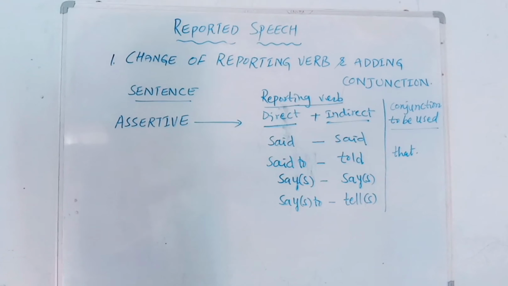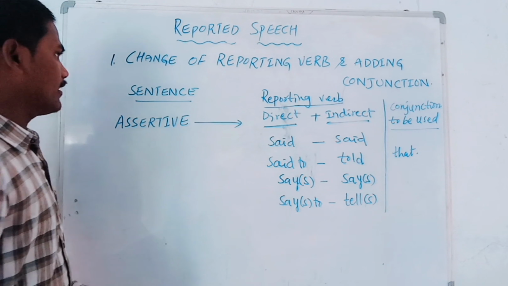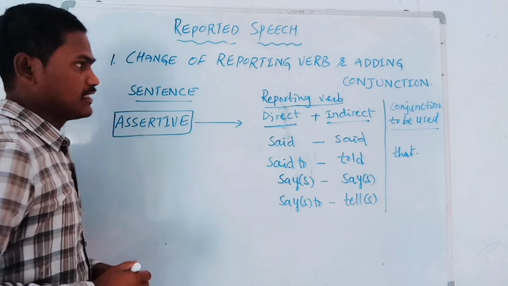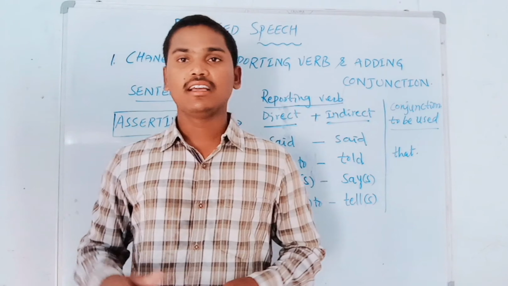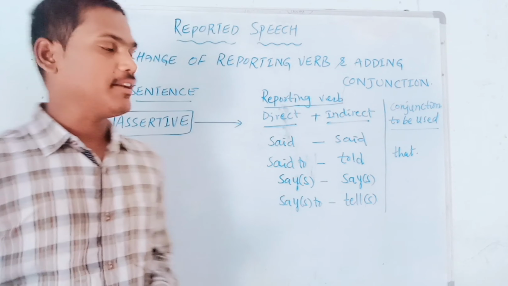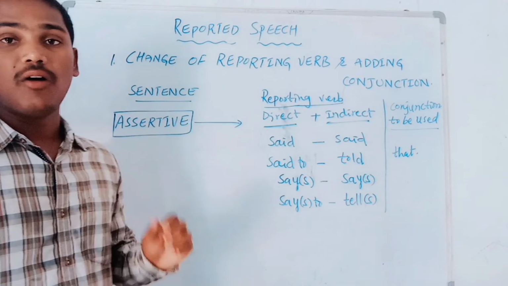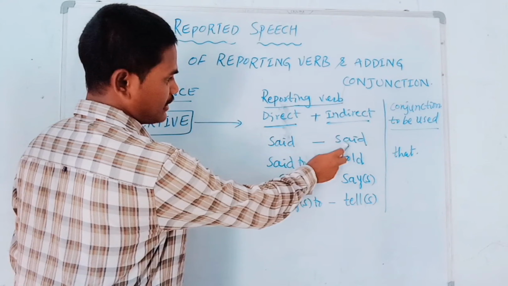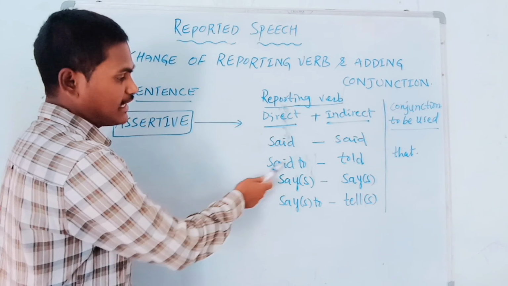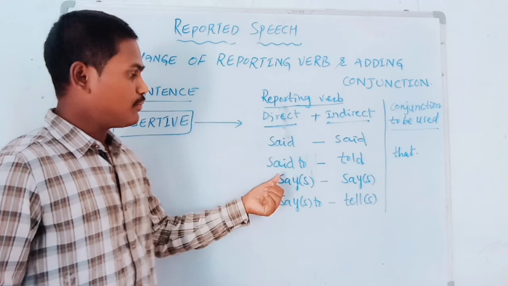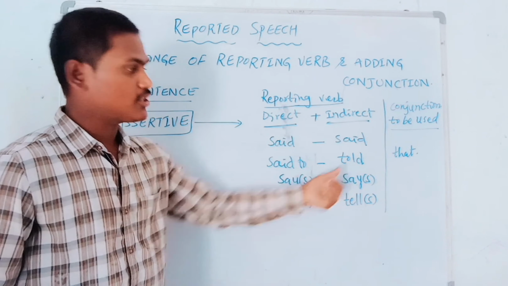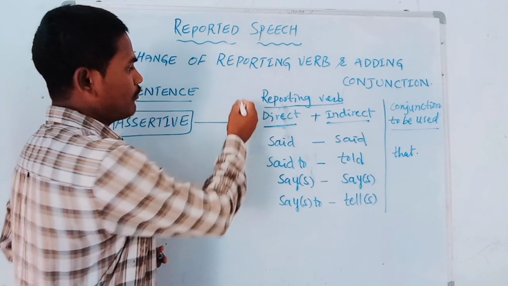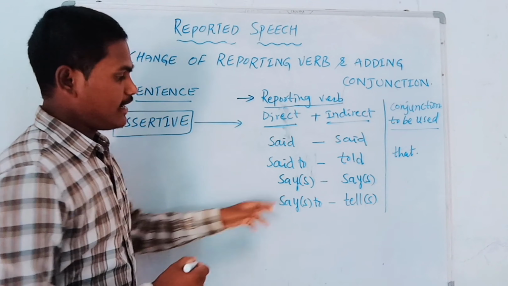Okay students, now let us see the sentences. First, the assertive sentence. We are just talking about the assertive sentence. If we get an assertive sentence in the reported part, how do we handle the reporting verb? Direct speech said becomes said in indirect speech, and said to becomes told. Also, if we get say or says in the reporting verb.